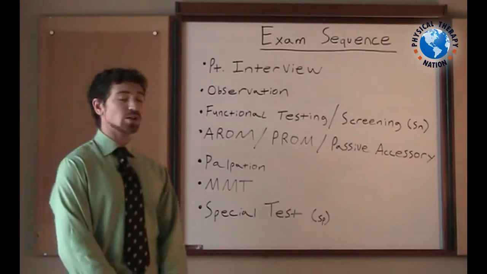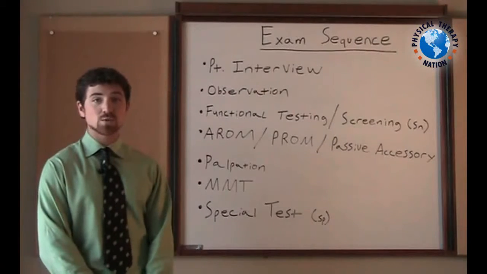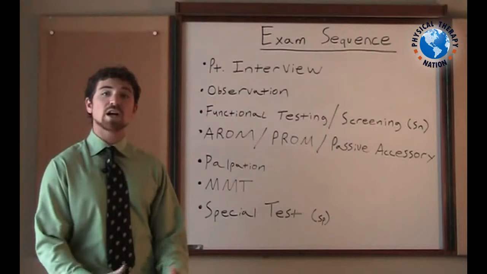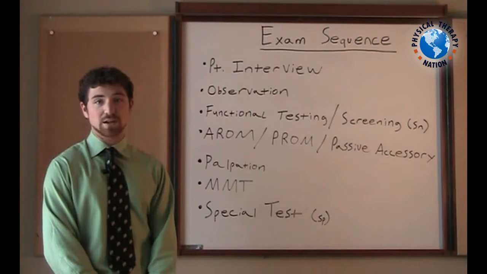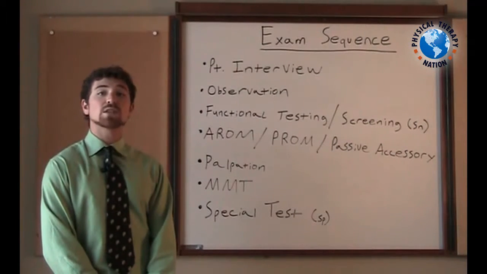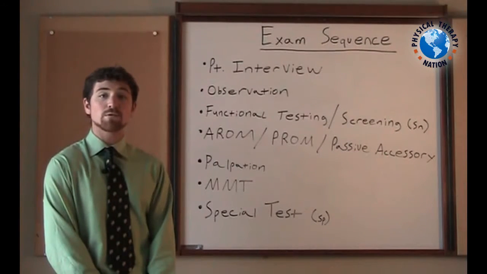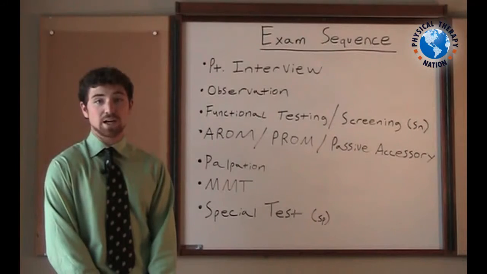We then want to move on to functional testing and screening. This is where you can have your patient walk around, perform deep squats, unilateral stance, or any functional measure that you think is necessary. If the patient reports any radicular pain, referred pain, or possibly myelopathic symptoms, we want to perform a thorough upper quarter screen here.